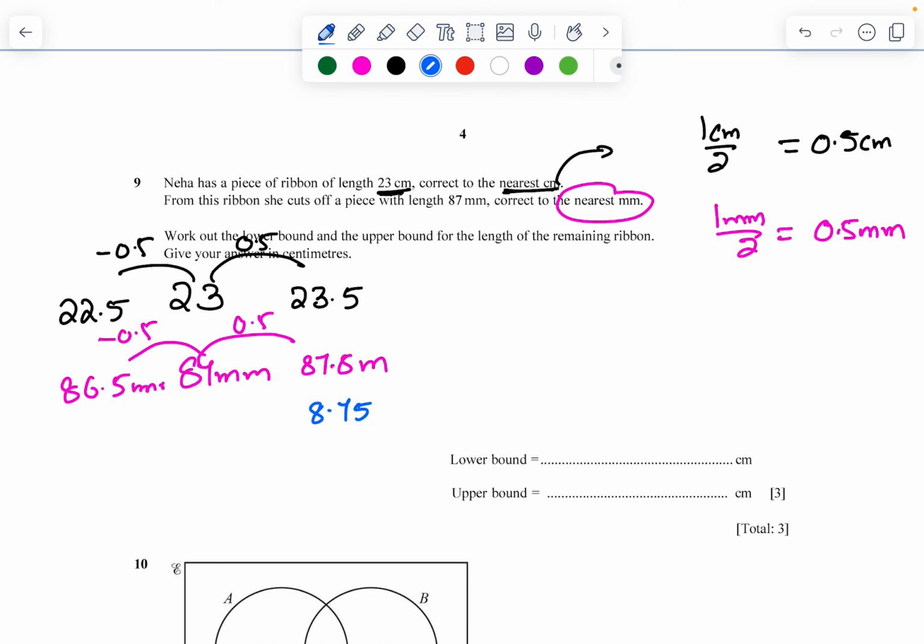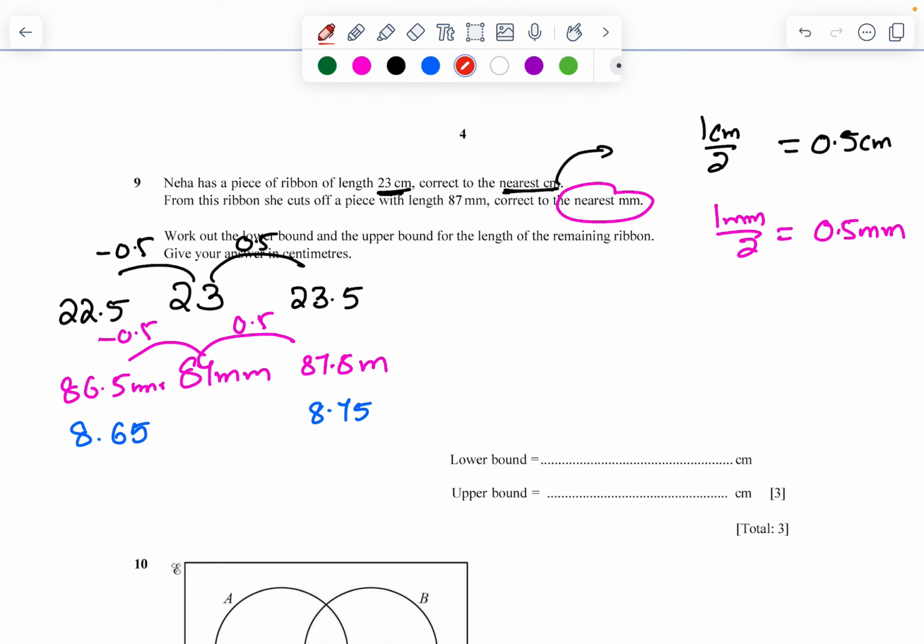Then 8.75 and 8.65. Now what is being asked? Work out the lower bound and the upper bound of the length of the remaining one. So I have to find the lower bound and upper bound of the remaining one.